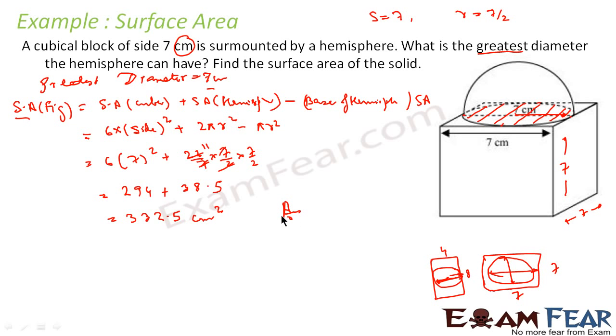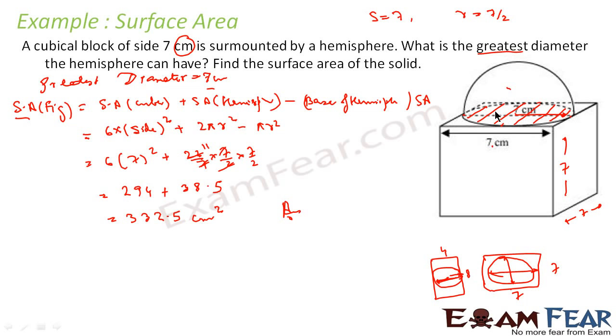You understood what we have done? We found the surface area of the cube, we found the surface area of the hemisphere, and we found that the base of the hemisphere is hidden, and we did not find the surface area of this. So we subtracted the surface area of the base of the hemisphere.